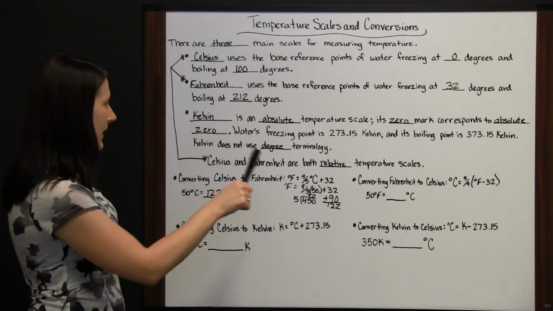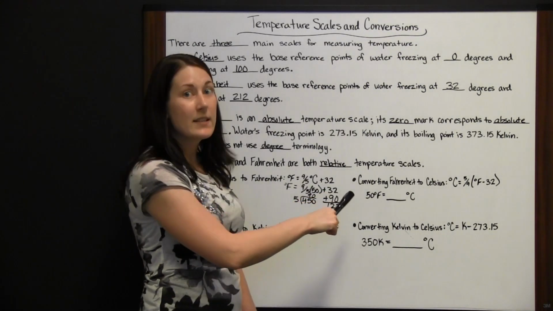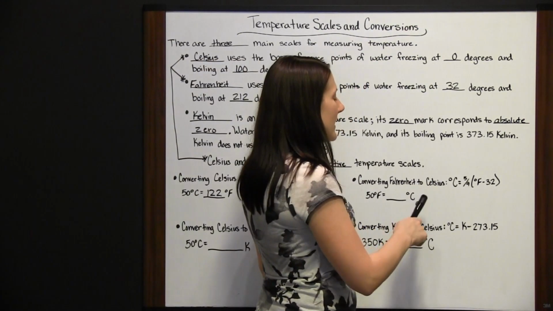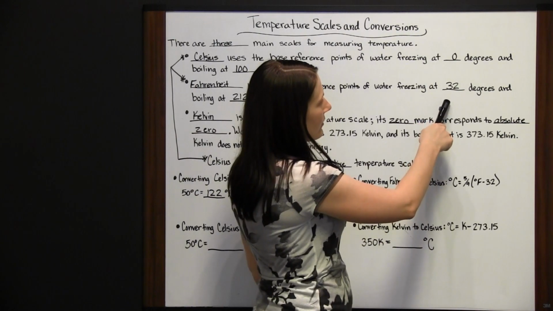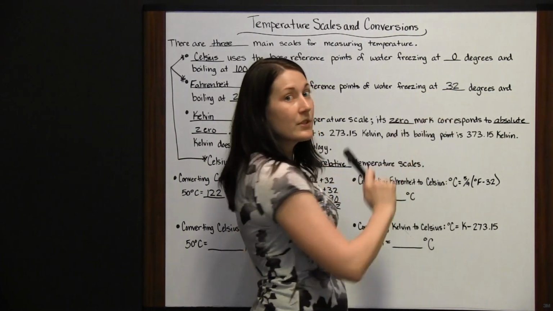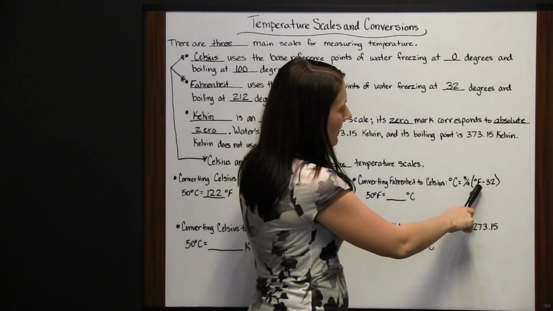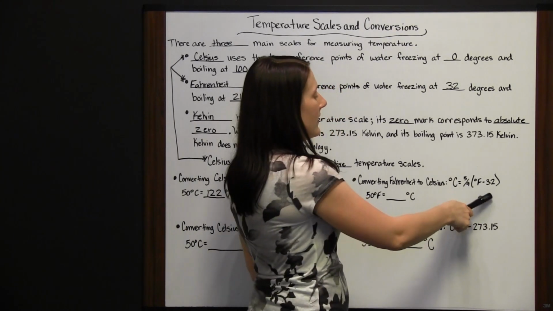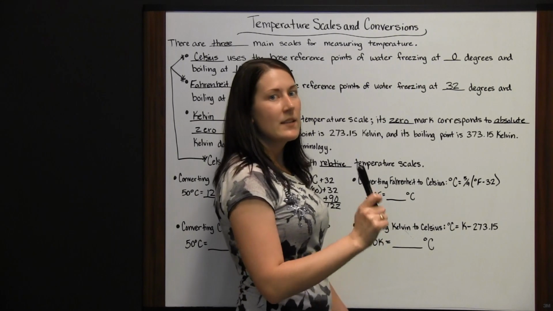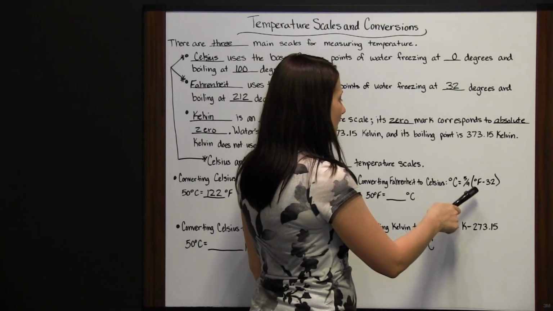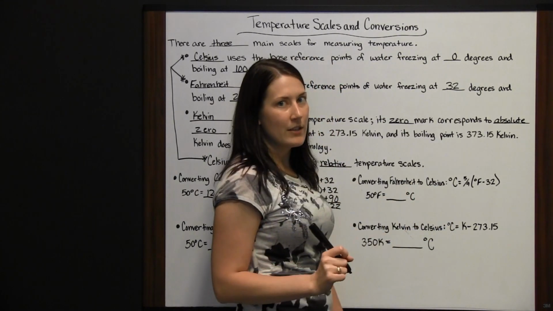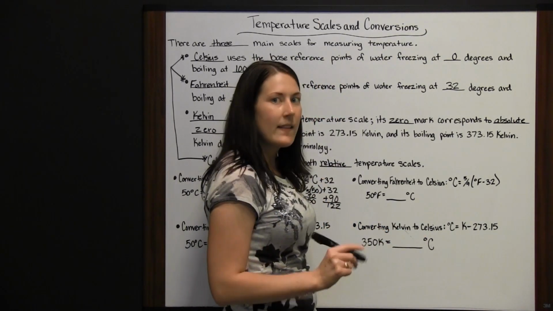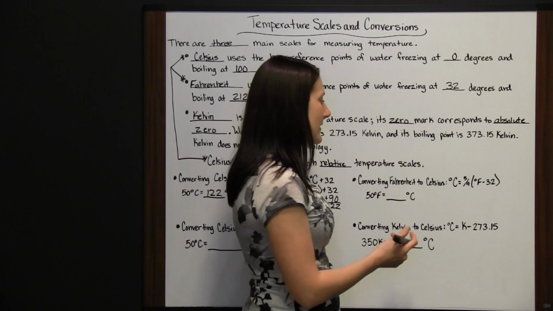Okay, next let's convert Fahrenheit to Celsius. Again, if we said 32 degrees Fahrenheit should equal 0 degrees Celsius, if we plugged in 32 degrees Fahrenheit, minus 32 would be 0. 0 times 5/9 would be 0. And so 32 degrees Fahrenheit would equal 0 degrees Celsius. Let's look at 50 degrees Fahrenheit. Let's convert that to degrees Celsius.